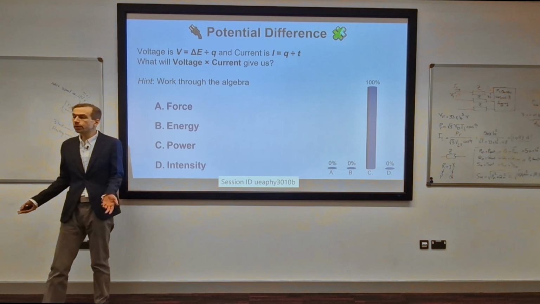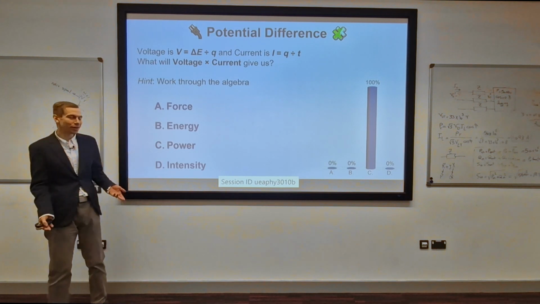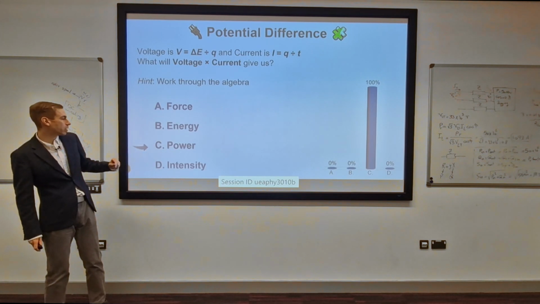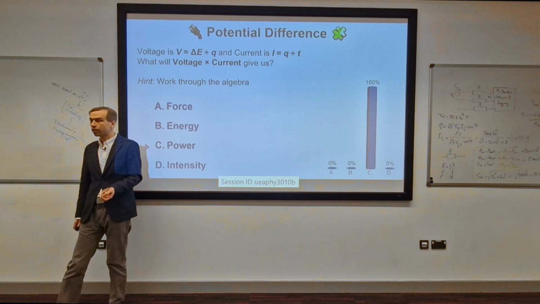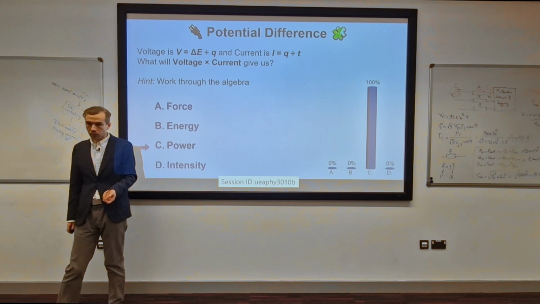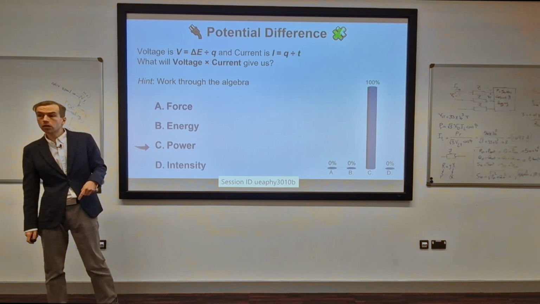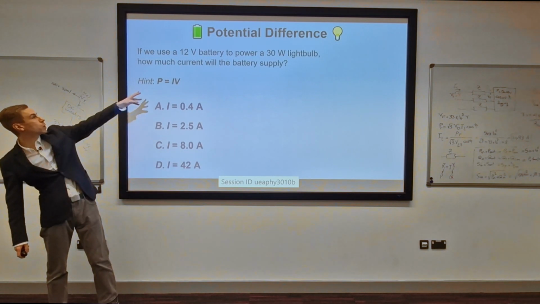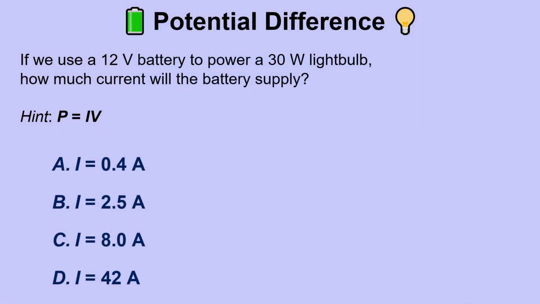Let's see which of these quantities we're going to get. Is this too easy for everybody? Well, it looks like everybody got that it's going to be power. Very well done with that. So let's try a quick numerical example of this, to see how it works in practice. Maybe we've got a 12-volt battery and a 30-watt light bulb. Let's see how much current we're going to get running through the light bulb.